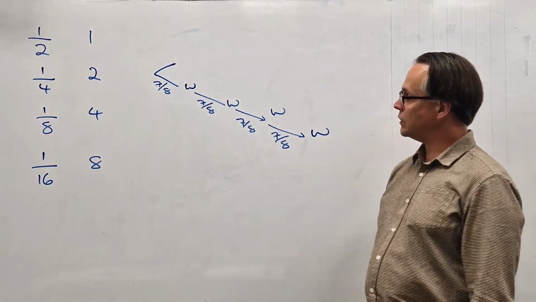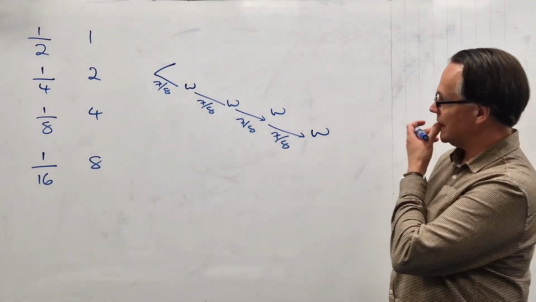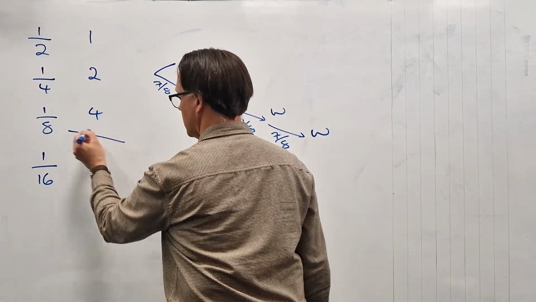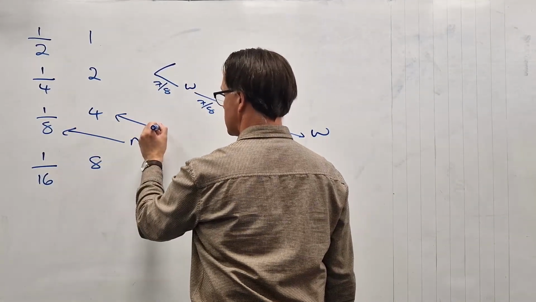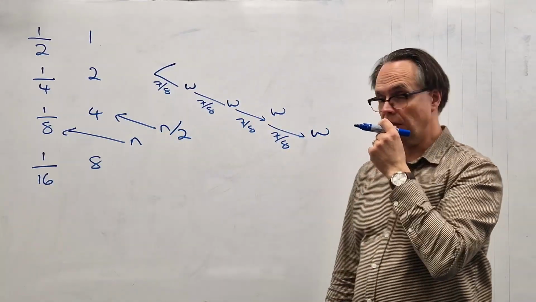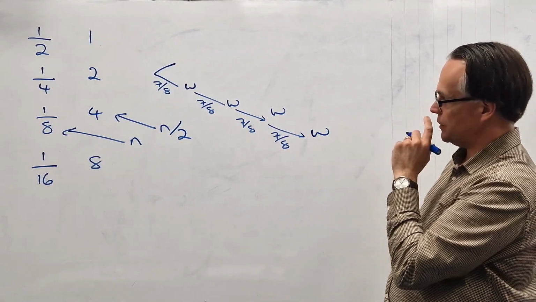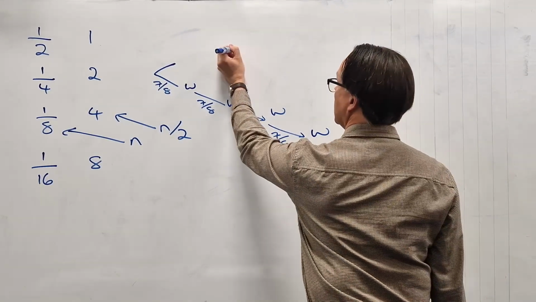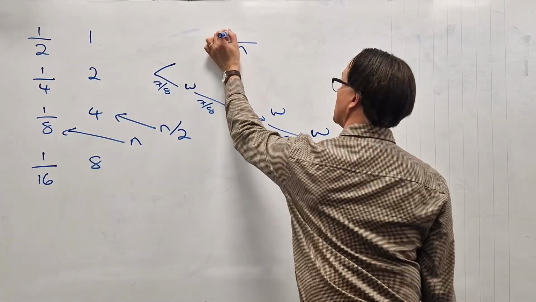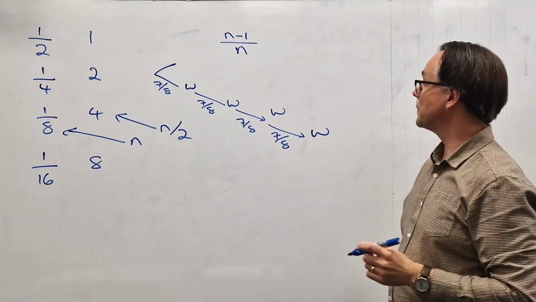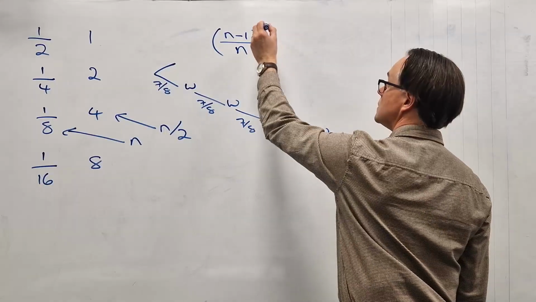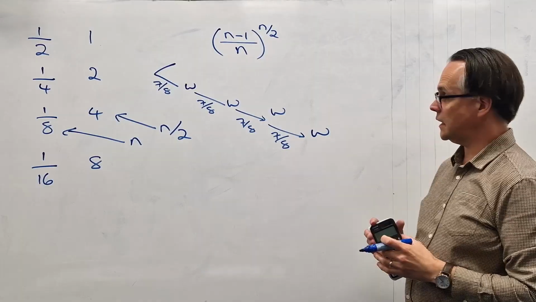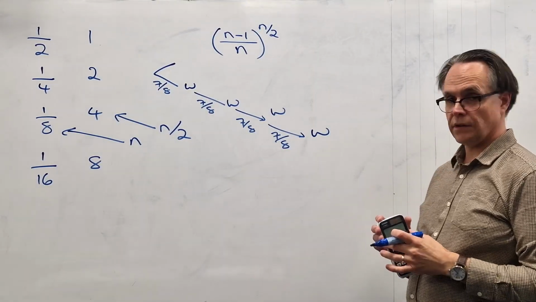So the fraction that we're going to be looking at here is, if we call the 8 n, then this is half of n. We want to know what's going to happen to a fraction of this form. So that would be n on the bottom, n minus 1 on the top, to the power of a half n. That's going to be the probability that they all land on white.